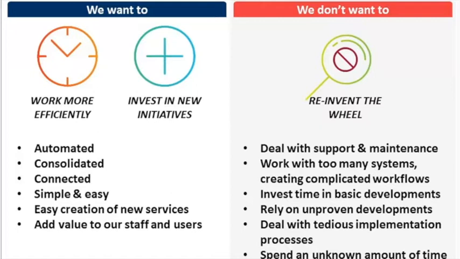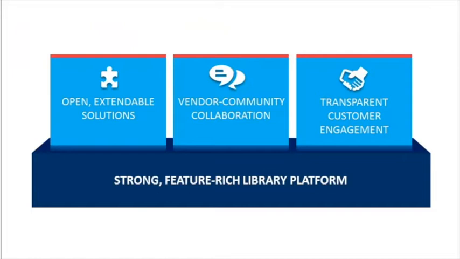What libraries tell us that they want is, of course, to work more efficiently and be able to invest in new initiatives. And to do that, we feel, and our research tells us, that things need to be automated, they need to be consolidated, they need to be connected, they need to be simple and easy. We need to make it easy to create new services. And of course, most importantly, we have to make it possible to add value to our staff and users, so to make more of a purpose of the things that we actually do on a day-to-day basis. So these are just some of the areas that we'll focus on as I continue in the presentation.